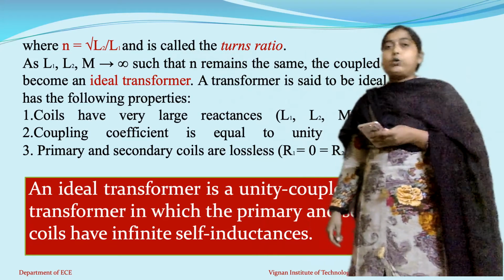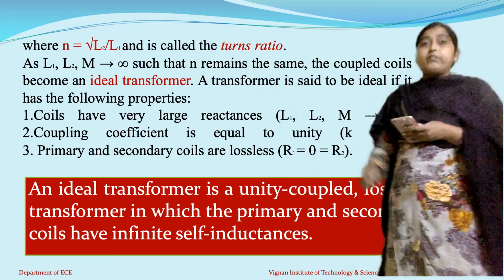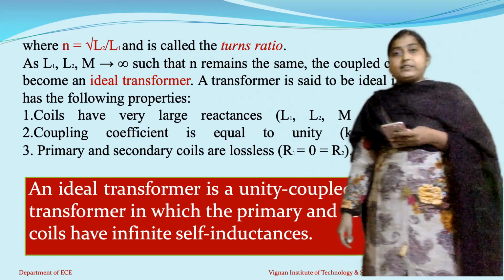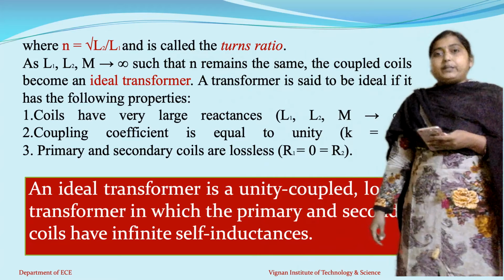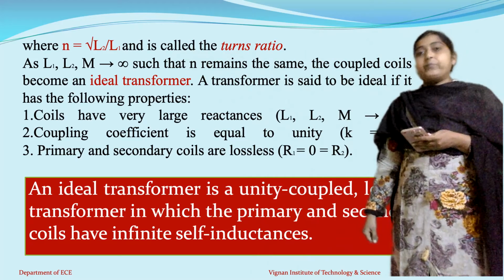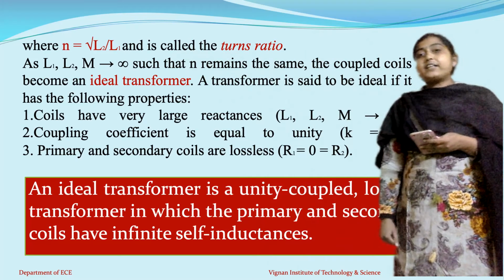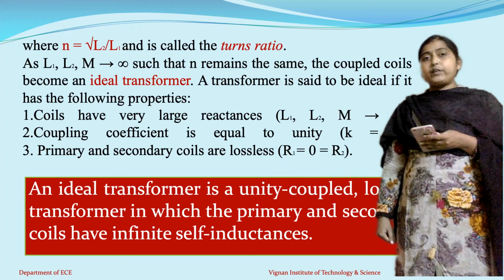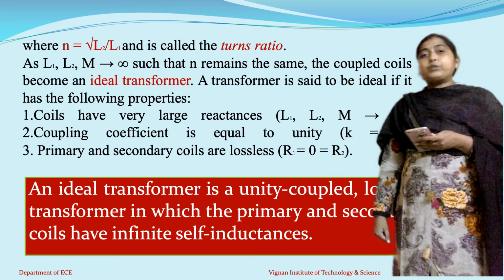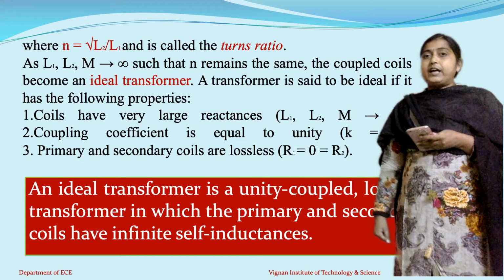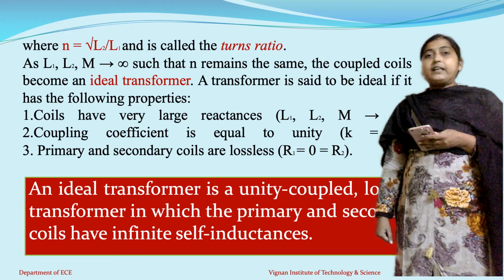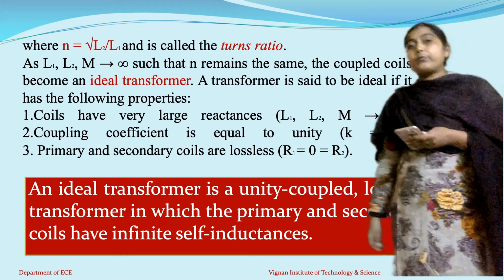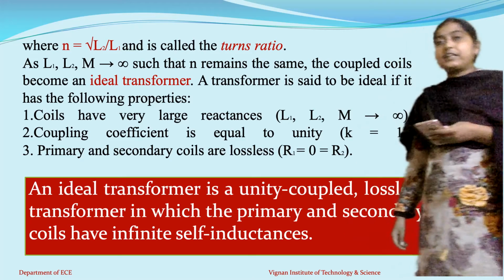of both the coils. Now, as L1, L2, M approach infinity such that N remains the same, the coupled coil becomes an ideal transformer. So, the condition for an ideal transformer is that the coefficient of coupling K should be equal to 1, and L1, L2 and M should approach infinity. A transformer is said to be ideal if it has the following properties. Now listen carefully, the properties of ideal transformers are important here.